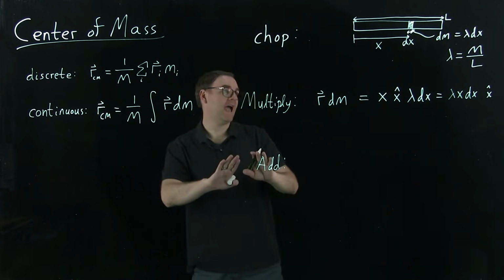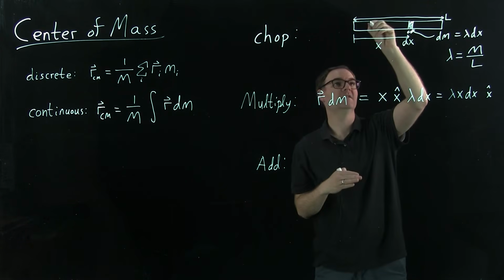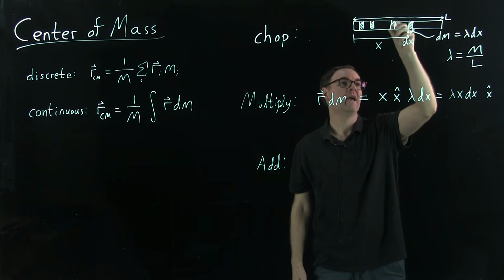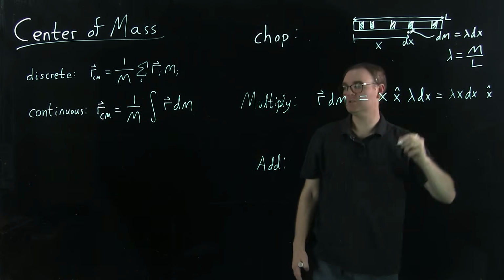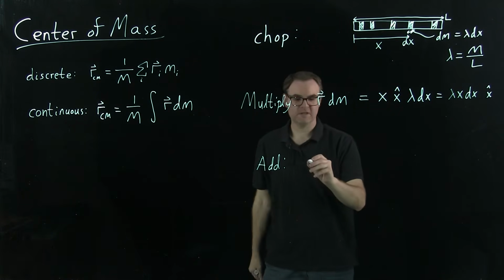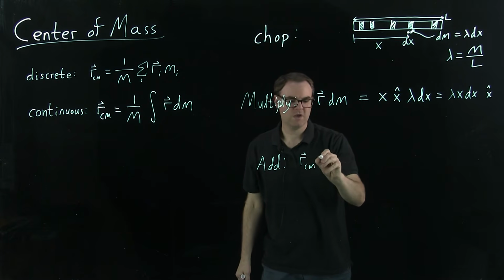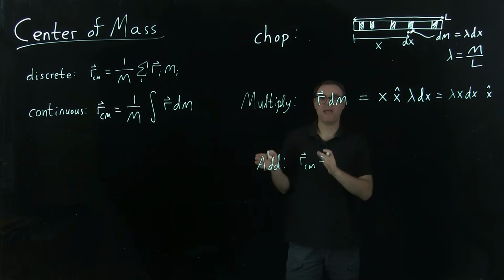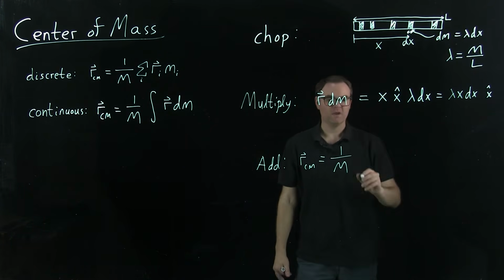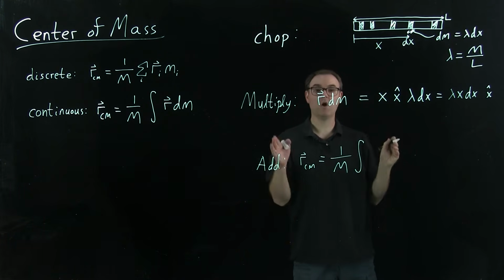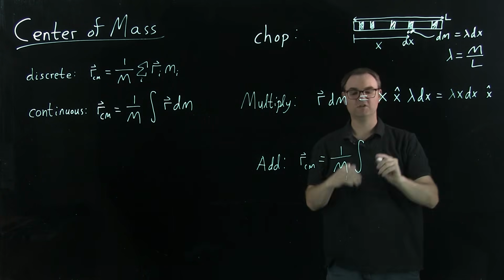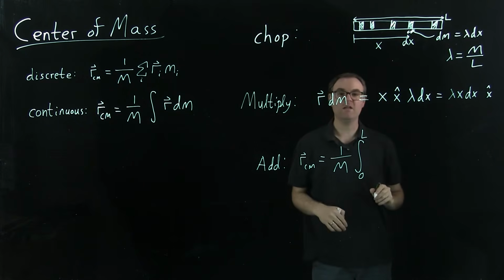Last of all, I need to add up all of these little dx's, and I'll go ahead and draw a few more of them in here. And the way that you can do that for a continuous distribution is to do the actual integral here. So what I'm going to do is write down this RCM, which again, because I want a thing that has units of position, I need to divide by the total mass of the object. I need to do an integral, which in physics we almost always do definite integrals. Here that definite integral is over the meter stick, which is going to be from 0 to capital L.